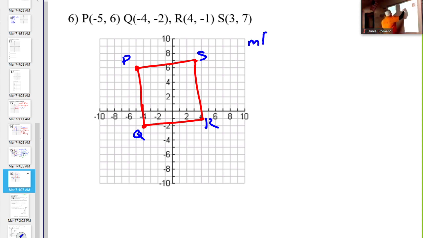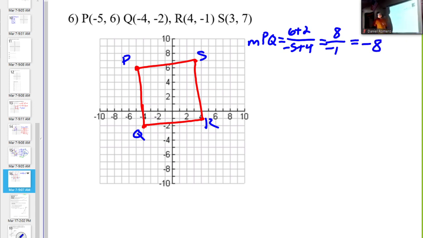So the slope of PQ is 6 plus 2. Look, Mohammed, the y's go on top. Negative 5 plus 4. The only real question you could be asking now is, but wait, Mr. Merrill, I thought in slope formula you're supposed to subtract. I am subtracting, but it's just whatever comes second. If I see a negative, I'm changing it to plus.